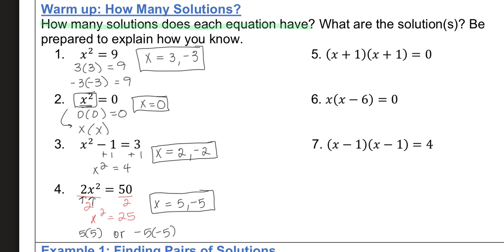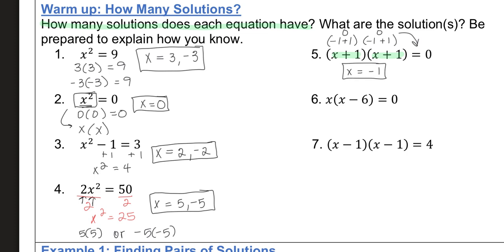Now for number 5, we still have two things being multiplied together, but the first thing is x plus 1, and the second thing is x plus 1. So that means I want those parentheses to give me 0. The only way to get these whole parentheses to be 0 is if x is negative 1. Negative 1 plus 1 equals 0. 0 times 0 gives me 0. So here x has to equal negative 1.